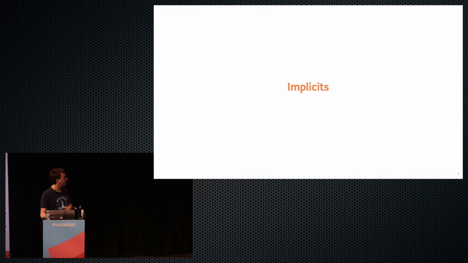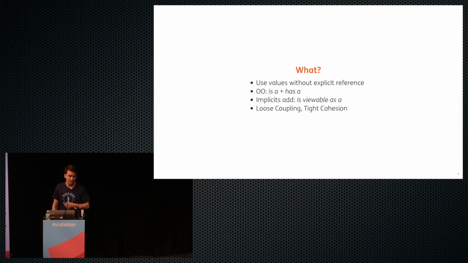Okay, well, let's delve into the subject. So implicits. What are they and how can we use them? Well, let's start with the what. They're basically a way to get a value without explicitly referencing it. This sounds a bit fake, and it will become more clear when we look into some of the examples later.